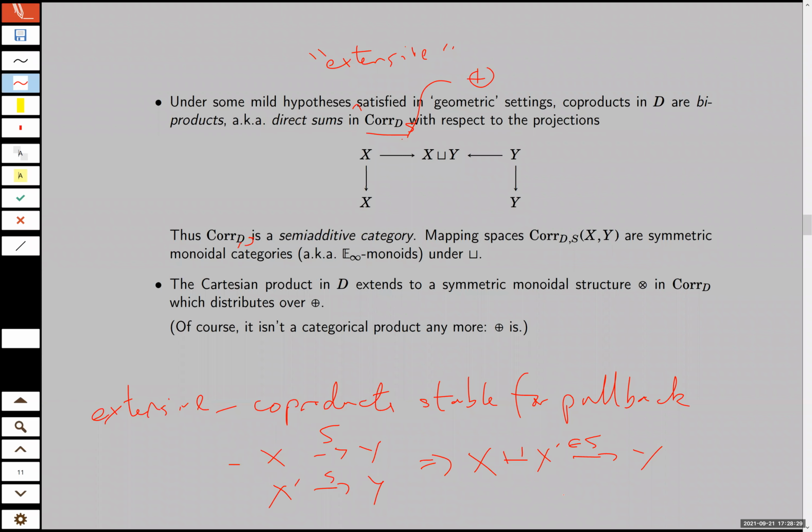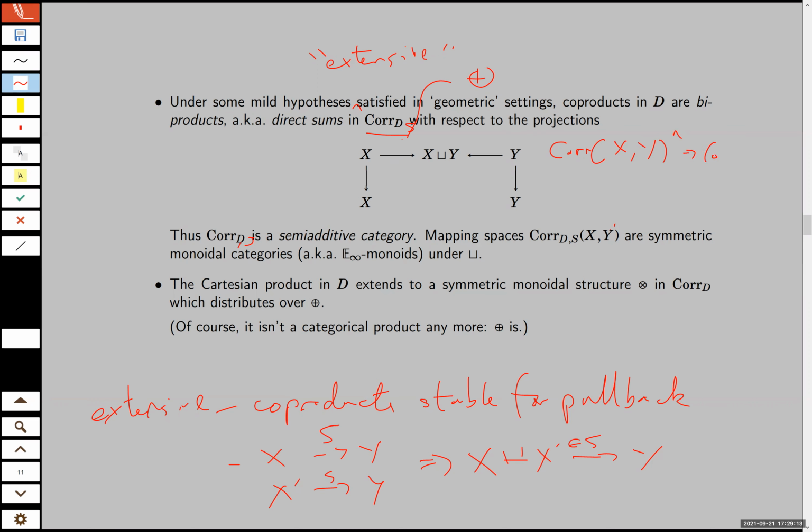So a category in which products are also co-products is called semi-additive. The only difference with an additive category is the lack of inverses to the sums. So in particular, you can get a sum operation in the mapping spaces. And the sum operation is given by disjoint union of the source. So let me just tell you what the operation is explicitly. I should have a map from the n-fold product of core xy into core xy.